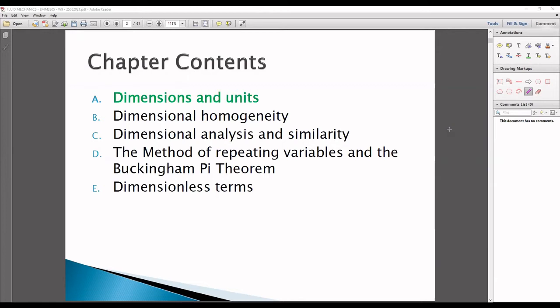The first one is the dimensions and unit. Second one is dimensional homogeneity. The third is dimensional analysis and similarity. And the most interesting part is the next one, the method of repeating variables and the Buckingham Pi theorem. And the last one is the dimensionless term.